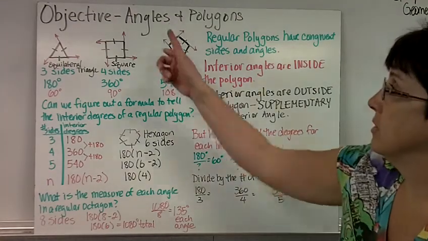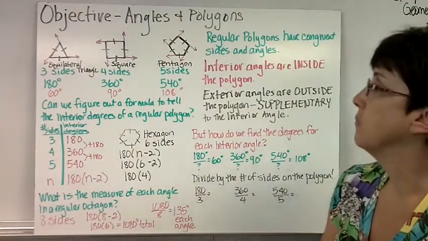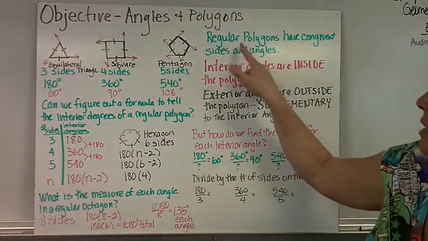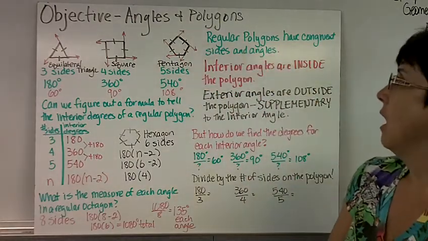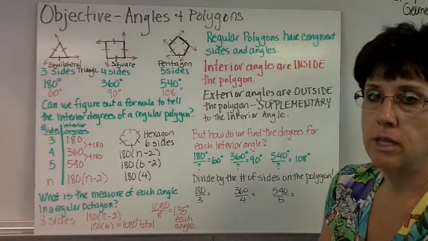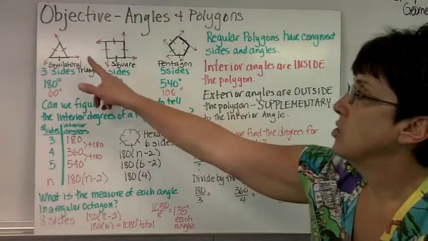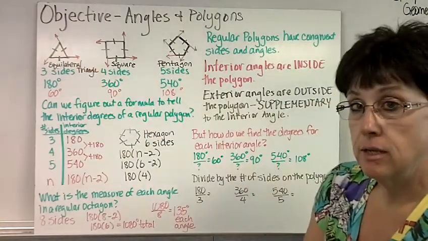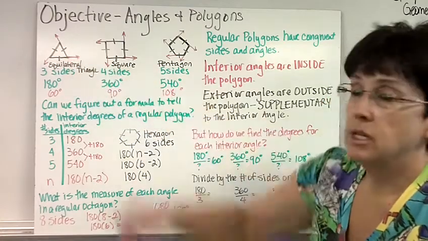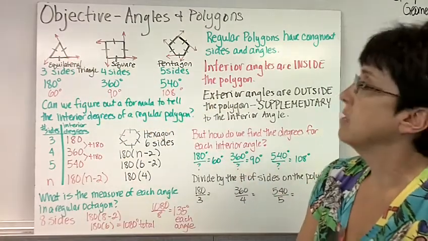Today's objective is angles and polygons. So you need to remember or learn that regular polygons have congruent sides and angles. So if we call something a regular polygon, that's what it means. They're all the same. So for a three-sided triangle, it would be an equilateral triangle. And I've put in the little tick marks on the lines to show you they're all the same.